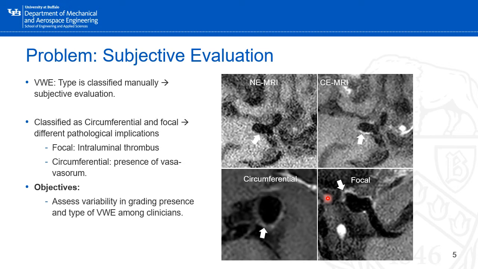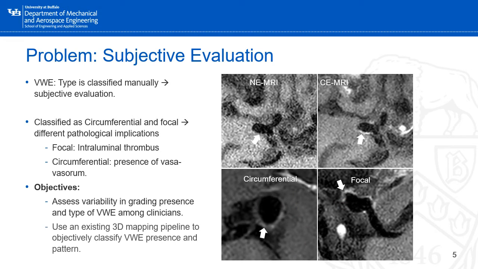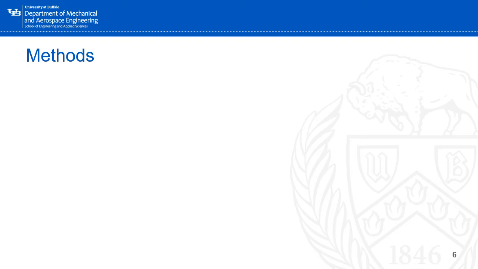So the objective of our current study is we want to assess the variability among clinicians in grading the type of vessel wall enhancement in different cases, as well as the presence of wall enhancement. Moreover, we also want to use our existing 3D mapping pipeline to map this vessel wall enhancement, which we observe in 2D, into 3D space and quantify this using first order metrics, and use these different metrics to build logistic regression models and hopefully try to identify if there is presence of enhancement, and if there is, the type of enhancement in that specific case.